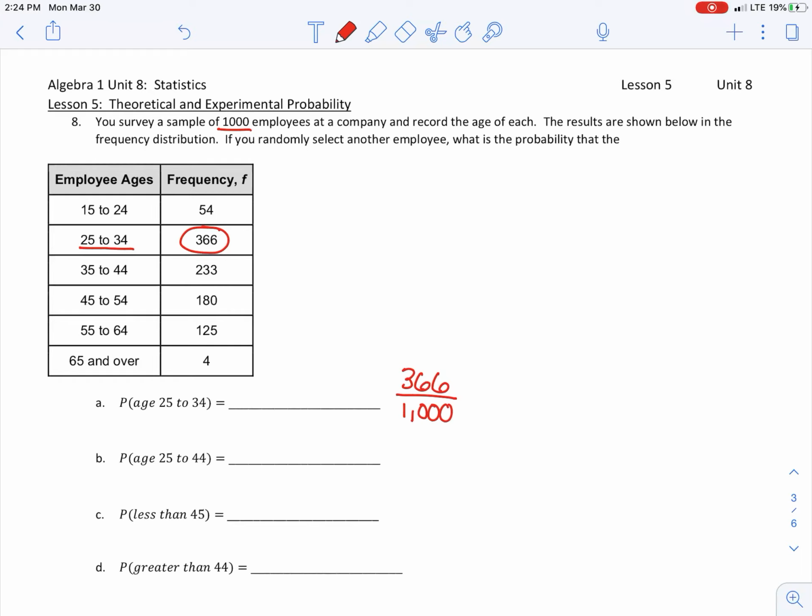So I'm just going to put these as decimals since we haven't done that yet. So 366, and then divide that by 1,000, and we get 0.366.